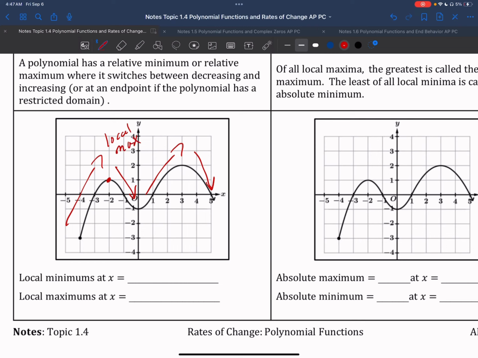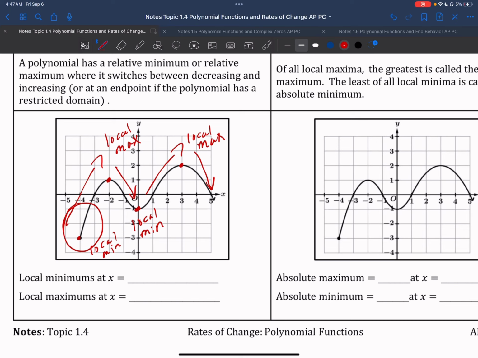maximum. In the next one right here at x equals 0, I'm changing from decreasing to increasing. So this will be a local minimum. And then at 3, I'm going to have a local maximum. Again, I can see the change from increasing to decreasing. And then I need to check the endpoints. This is an endpoint. If I look around the area, this is the lowest point in the area, so that will make it a local minimum.